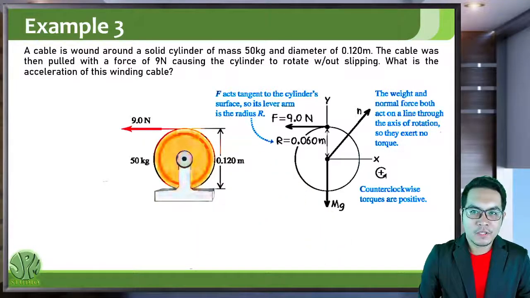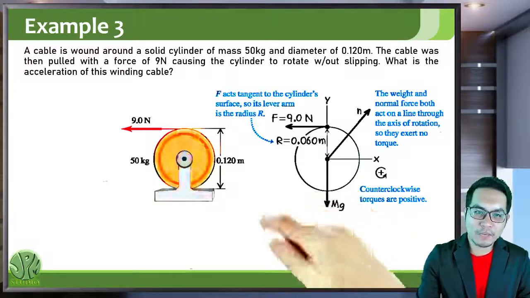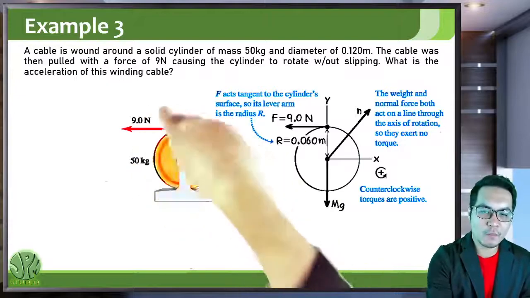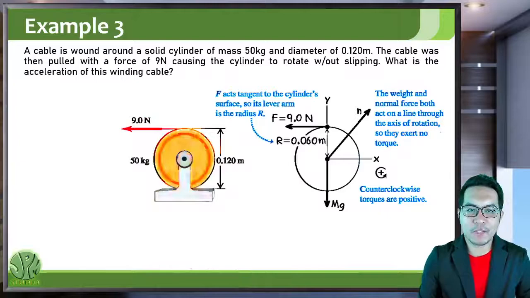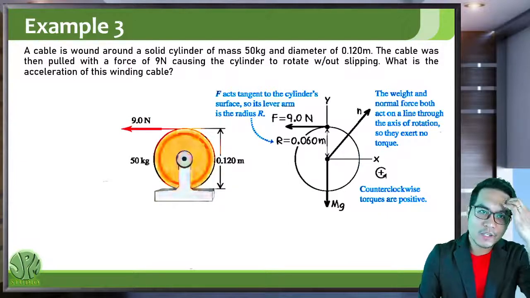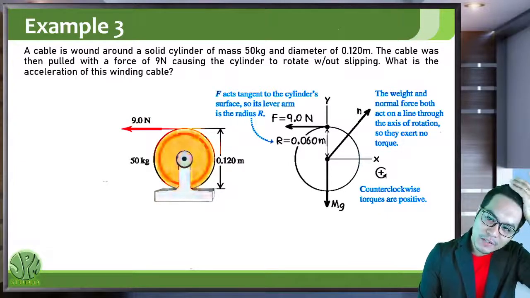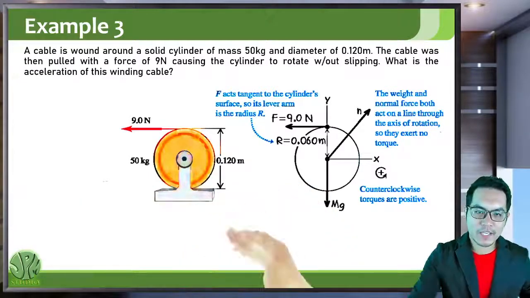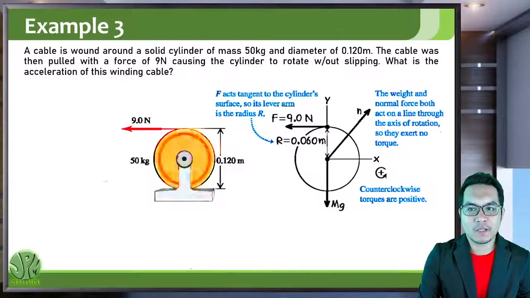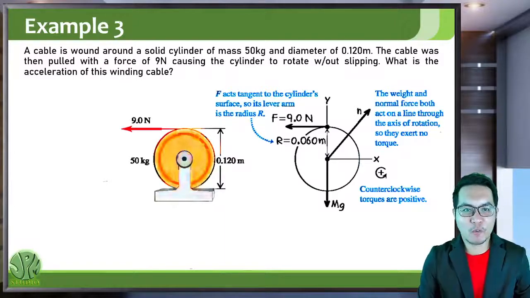You then pull the cable with a force of 9 Newton, and this causes the cylinder to rotate without slipping. So we will assume that the cable and the cylinder basically rotate together. So what is now the acceleration of this winding cable?